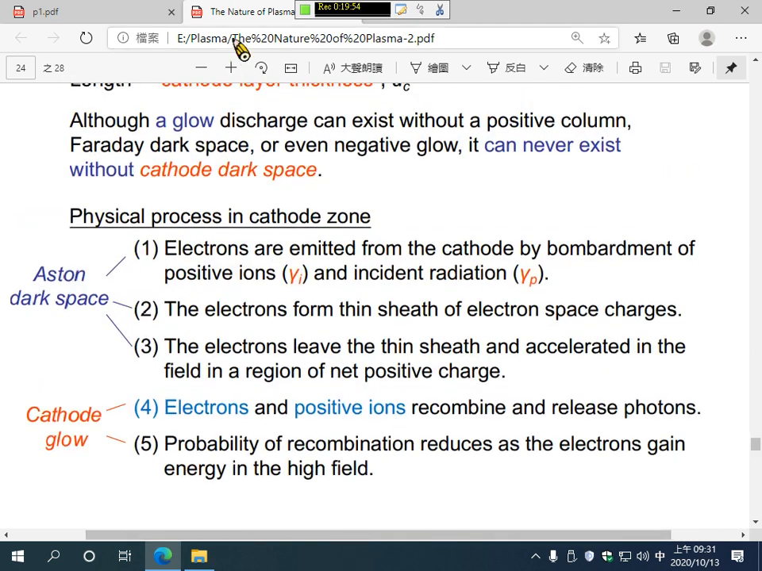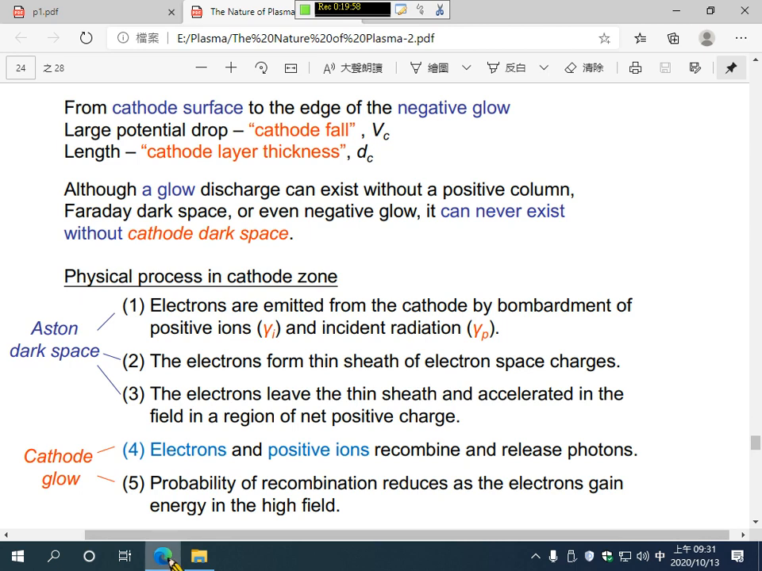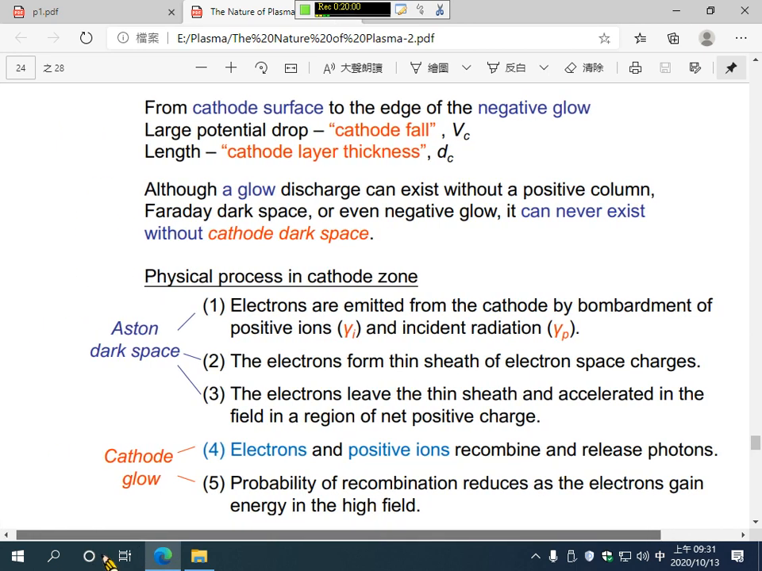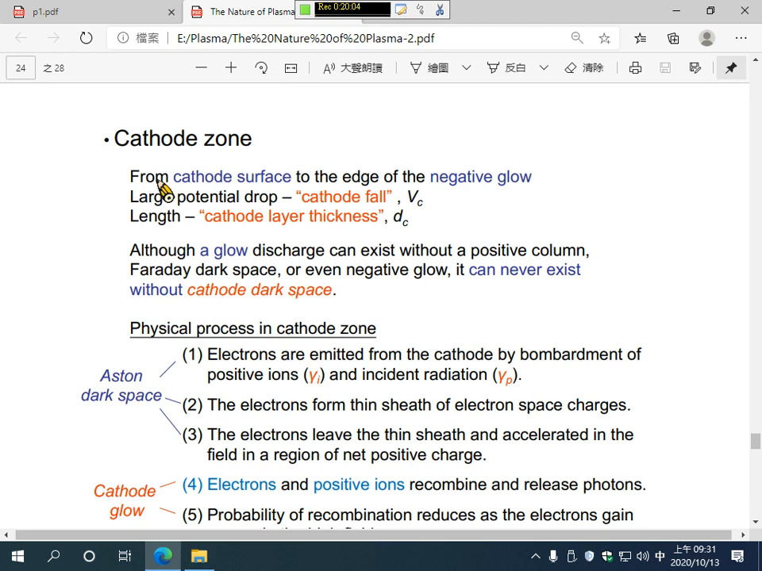So this slide explains the phenomena in the cathode zone region, from the cathode surface to the edge of the negative glow, right? And the physical processes in the cathode zones.